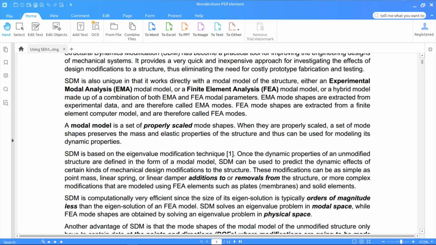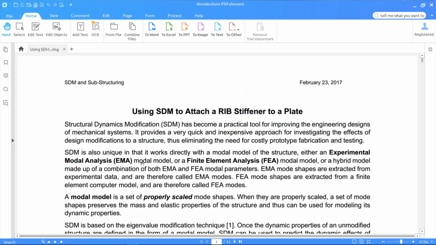Vibrant was started in 1991, so a lot of these algorithms have been around for a while, but SDM is a very useful tool for, as it says, becoming a practical tool for improving designs of mechanical systems. It provides a very quick and inexpensive approach to investigating the effects of design modifications to a structure, thus eliminating the need for costly prototype fabrication and testing. So that's the whole idea behind SDM.